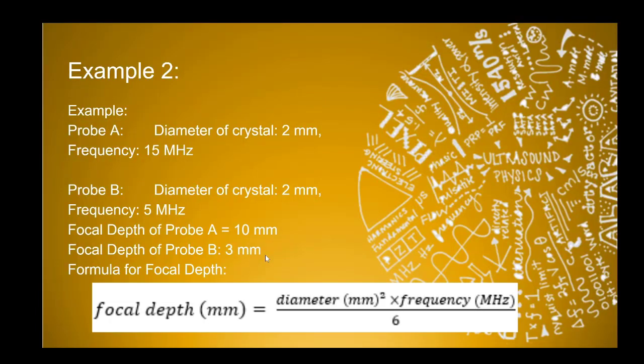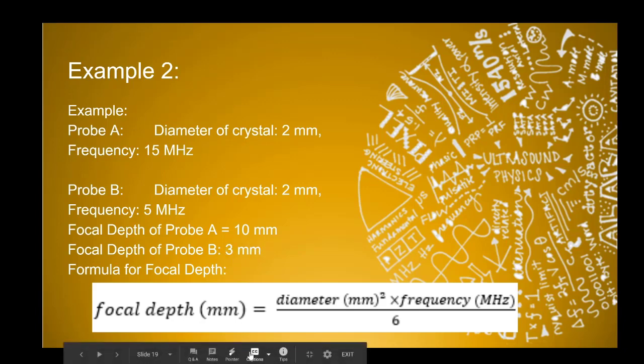In example 2 then, we're going to keep the diameters of the crystals the same but change the frequencies. Again, probe A has a high frequency, where probe B has a low frequency. Again, we'll plug those numbers in. We see that probe A with the high frequency has the deep focal depth, where probe B and the low frequency has the shallow focal depth.